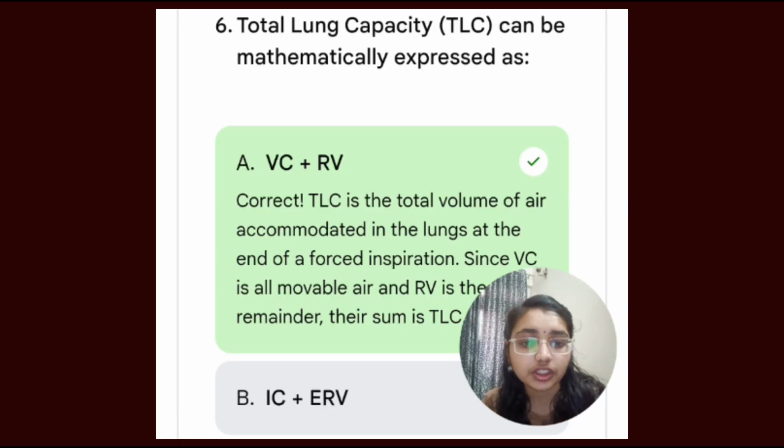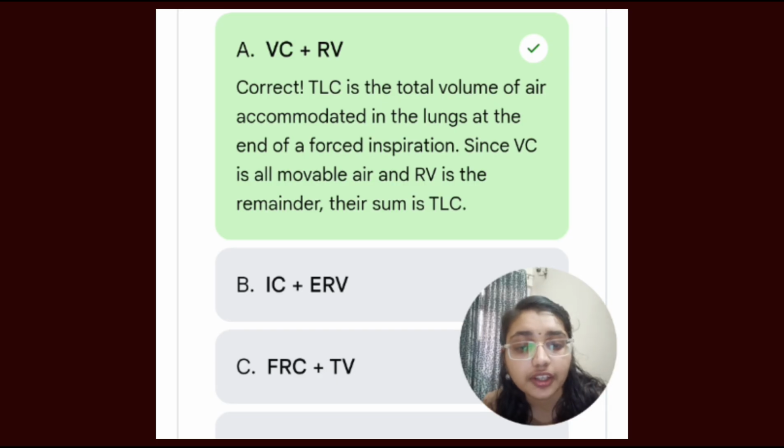Here we can see a question showing that total lung capacity, TLC, can be mathematically expressed as VC plus RV. What is this? TLC is the total volume of air that is accommodated in the lungs at the end of forced inspiration. Since VC is the vital capacity, that is movable, and the residual volume is the remainder, that sum is TLC. The total volume is VC plus RV.